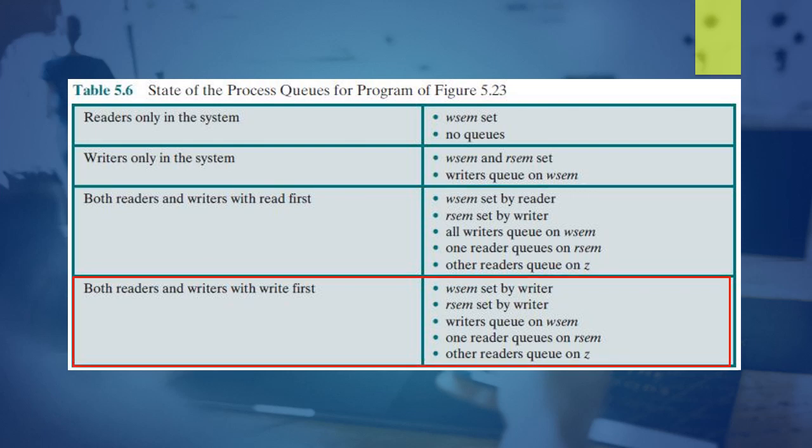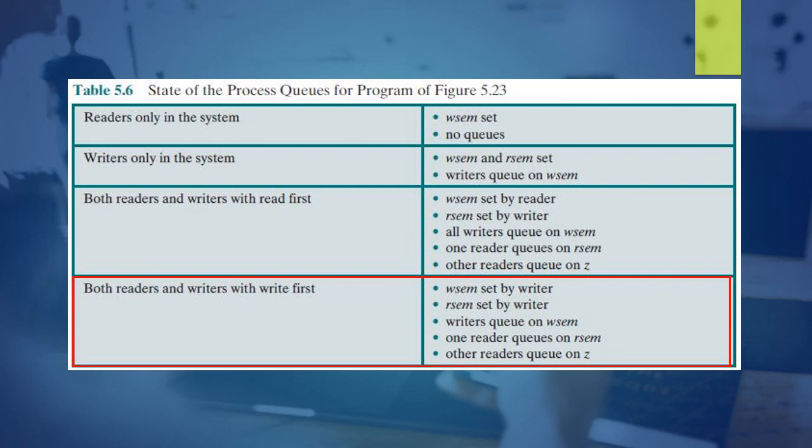Suppose readers and writers are present in the system, but a writer has come first. So the writer sets WSIM to 0 to stop writers from coming in while it writes. The writer also sets RSIM to 0. The first reader to come into the system waits on RSIM. All other readers wait on Z. All writers wait on WSIM.